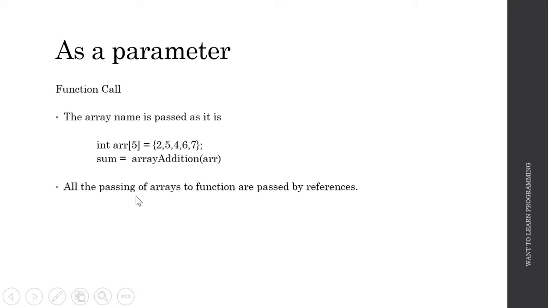All the passing of arrays to functions are passed by reference. We will look at why this is passed by reference and not passed by value in the next video. Now let's look at how arrays and functions are connected as a return type.